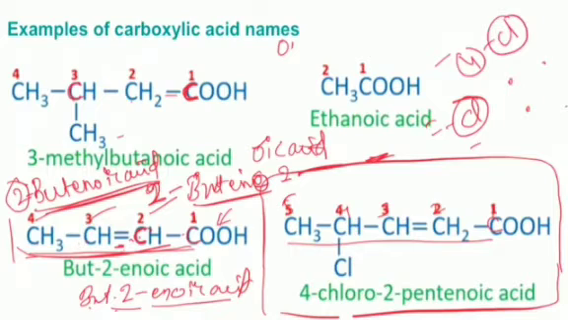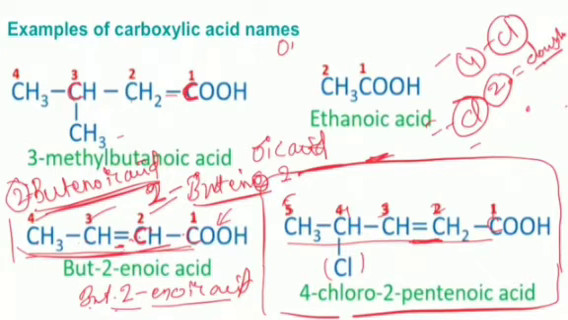That is the chloride group. And at what position is the double bond present? At the second position, the double bond is present. See here, the second carbon begins the double bond, and at the 4th position, chloride is present. So then, how can you write the name for this compound?